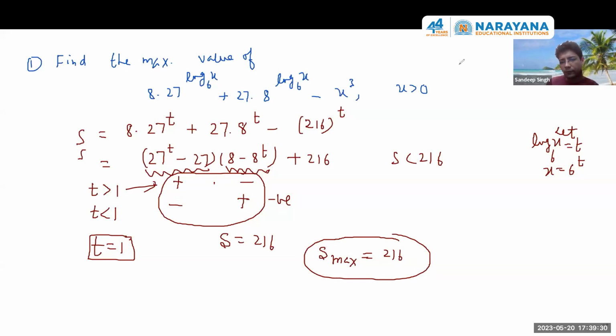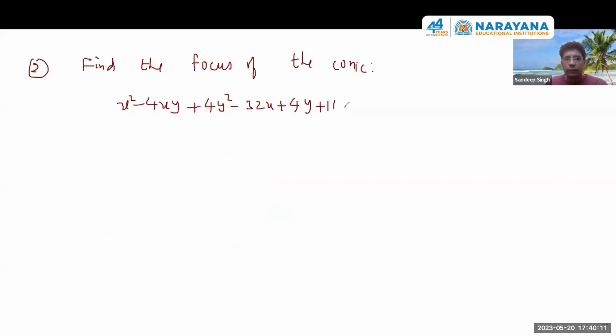Yes? Okay, so please write this. Then we'll move on to the next problem. Find the coordinates of the focus of this conic.